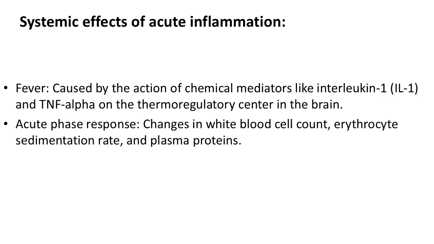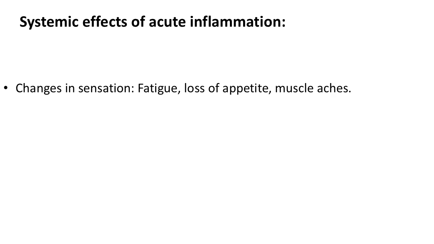Systemic effects of acute inflammation. Fever caused by the action of chemical mediators like interleukin-1, IL-1, and TNF-alpha on the thermoregulatory center in the brain. Acute phase response. Changes in white blood cell count, erythrocyte sedimentation rate, and plasma proteins. Systemic effects of acute inflammation. Changes in sensation, fatigue, loss of appetite, muscle aches.